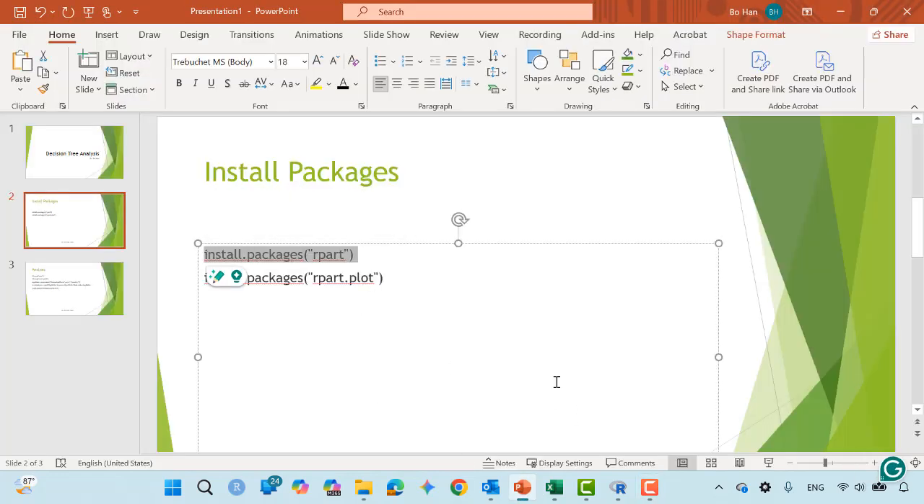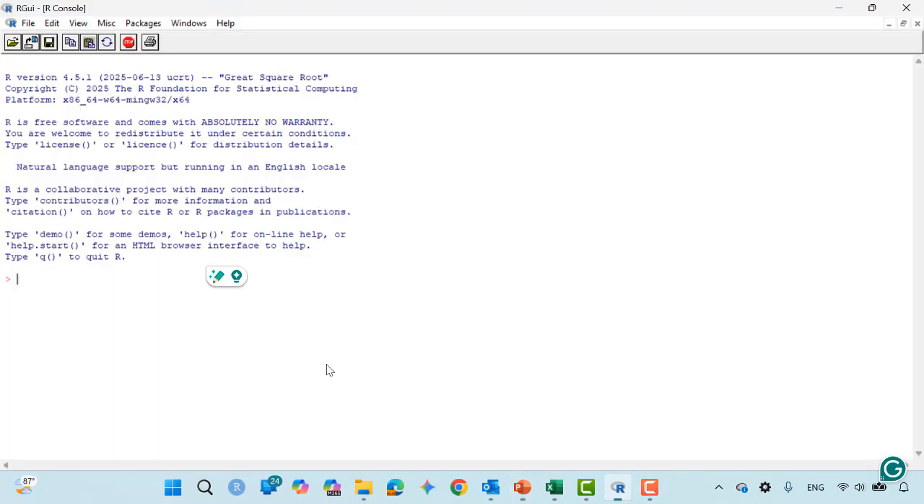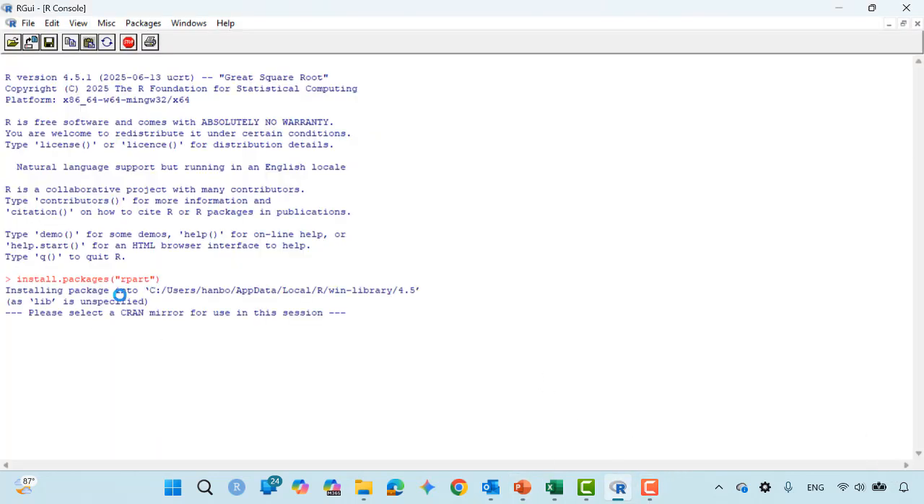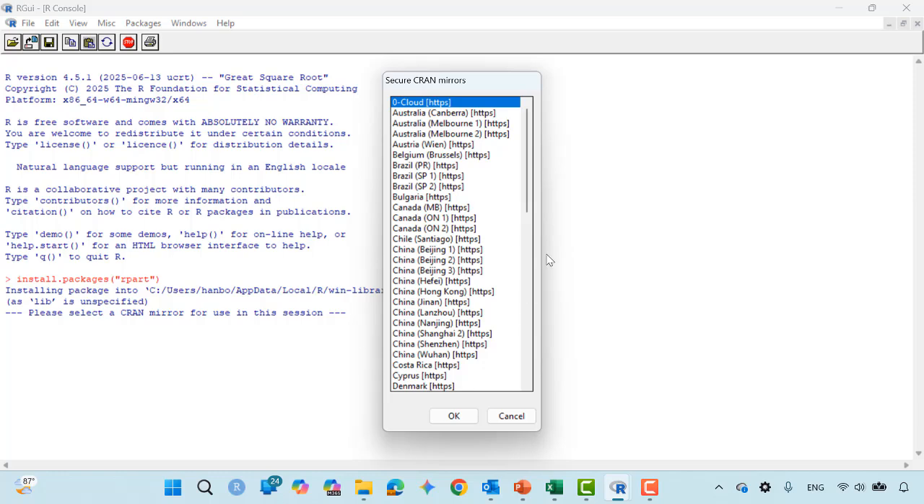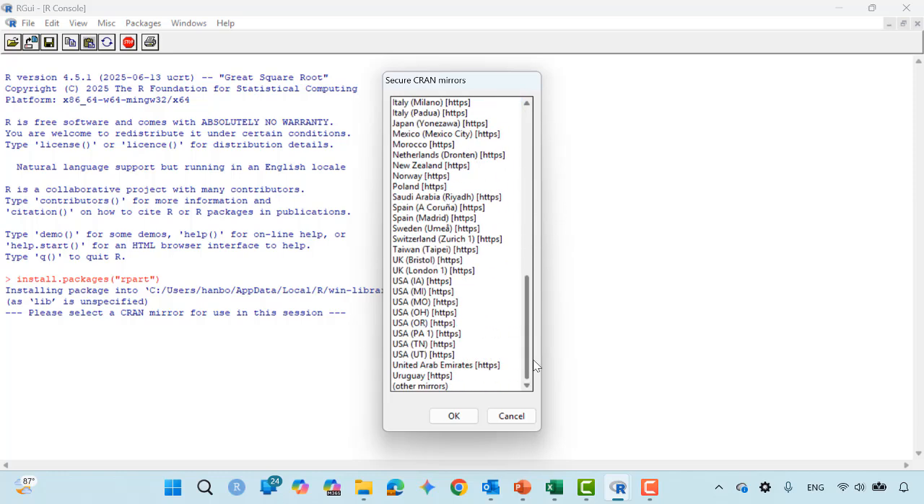First, rpart. Let's make a copy and then paste it into the R software. Let's choose a mirror site. Let's choose USA UT. You can actually choose any mirror site, but I'm just using USA UT. If you cannot find the UT in your software, you can choose USA TN, USA OR, any mirror site you like.